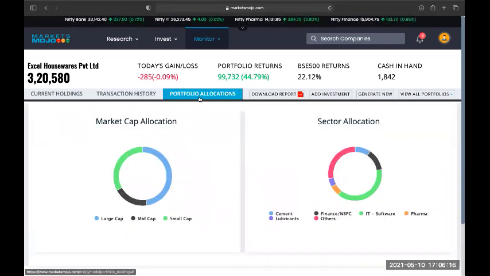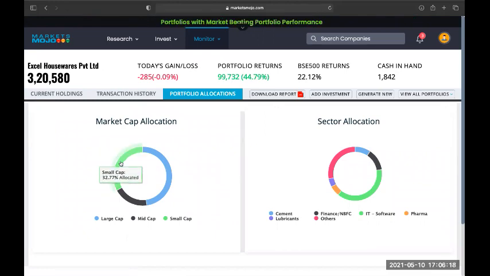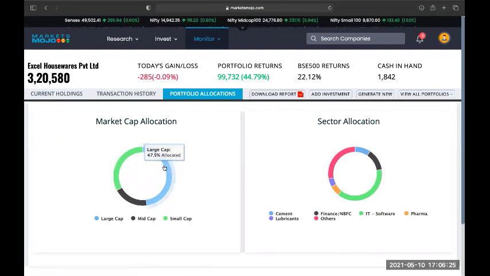If you look at the portfolio allocation, you'll find that we have dedicated around 32.7% to small caps. Large cap contribution is about 47.5 and mid cap is around 19.16.